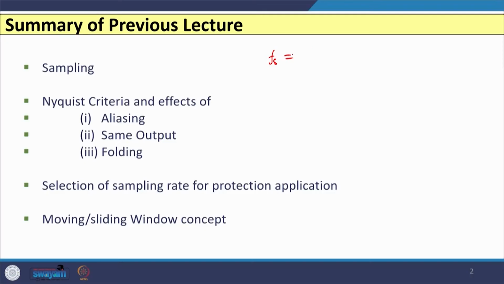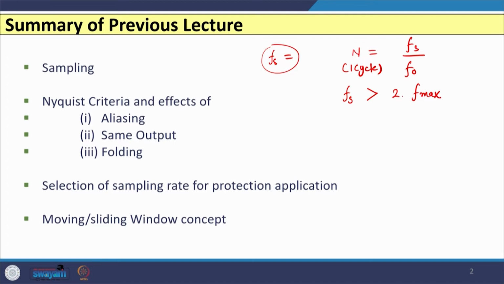Hello friends. So, in the previous lecture we have discussed sampling. Whenever a sampling frequency is defined or given for a particular signal, then the number of samples in one cycle is given by the ratio of sampling frequency divided by fundamental frequency. Then we have discussed that whenever we acquire any signal, we need to follow the Nyquist criteria or Nyquist theorem, which indicates that the sampling frequency should be greater than 2 times the maximum frequency present in the acquired signal.